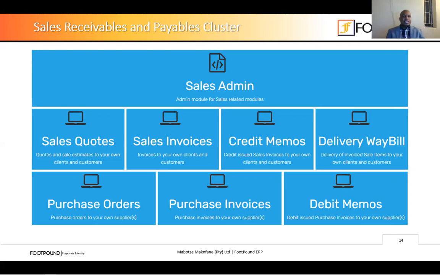Now, after your client has received the invoice, whether they wanted an amendment or not, you then need to deliver on what they paid for. And if you sell physical wares, if you sell something physical that you need to deliver, that's when the next module comes in, the FootPound delivery waybill module. This is our logistics management module. We use this module to manage all the deliveries of your goods to the clients after they've paid, or even if it's on credit, we'll use this module to deliver those goods to the client.